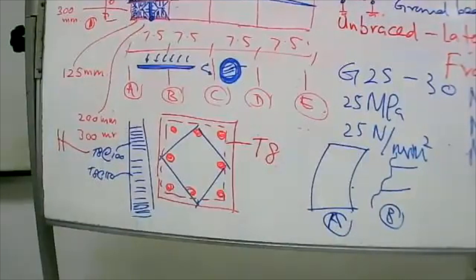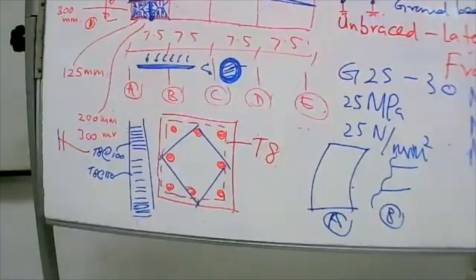So I have told you about reinforcement. Why we should use T or H bars rather than mild steel. Mild steel cannot provide lateral confinement. Okay. So if you want an earthquake resistant structure, never use mild steel. Use tor steel or high strength steel or hot roll bars for links. Is that all clear?